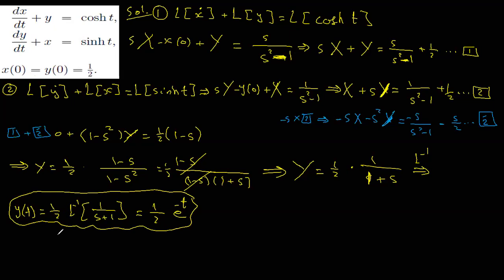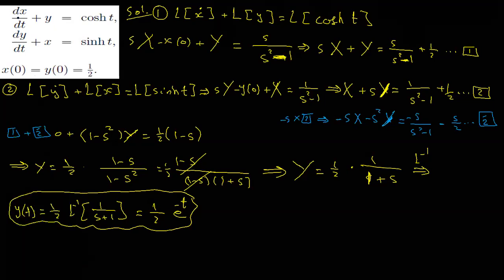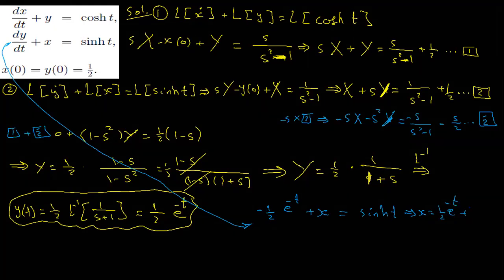In this differential equation, I'm going to take just 1 minute to use the white now, or to use the blue. So take this equation here and plug in. The derivative is half e to the negative t, and you need half e to the negative t plus x equal sinh t. I'm going to move this, so x equals sinh t minus half e to the negative t. I remember the sinh: it is e to the t minus e to the negative t divided by 2.